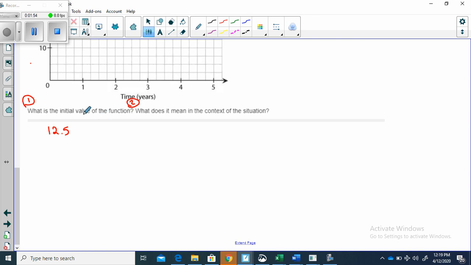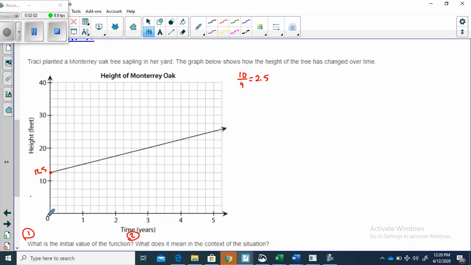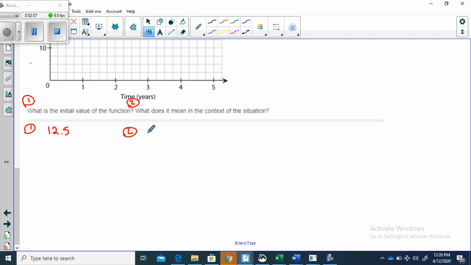What does it mean? So we got 1. What does it mean in context of the situation? Well, let's read it off the chart. At time 0, the tree is 12.5 feet tall. Okay, so time 0 would be when it's first planted, right? When the sapling, it's a small tree, when the sapling is planted, it is 12.5 feet high.